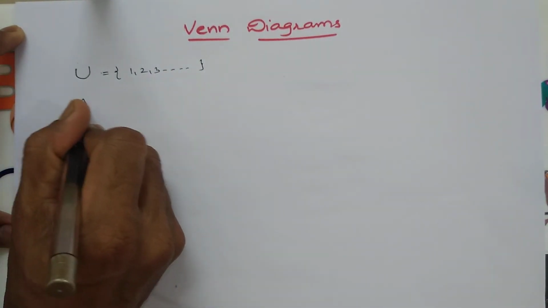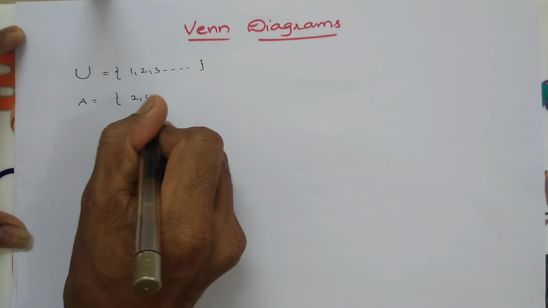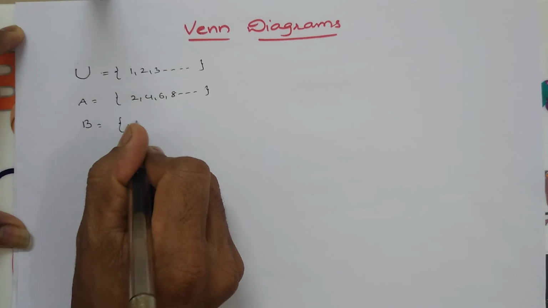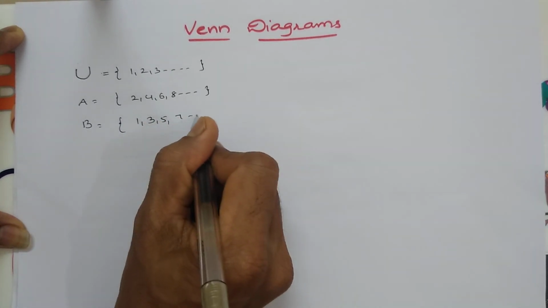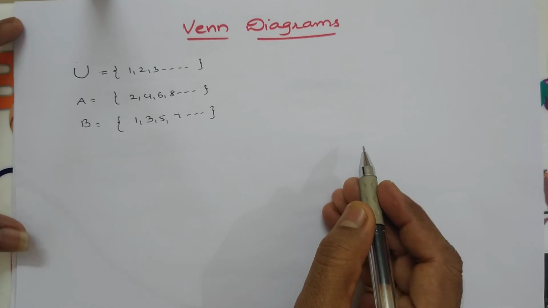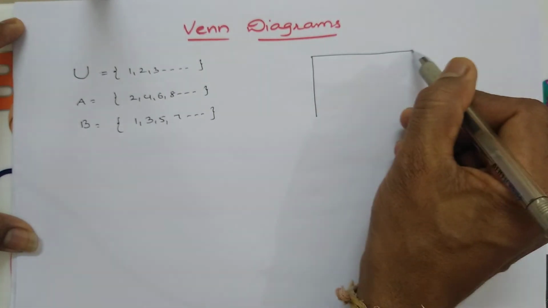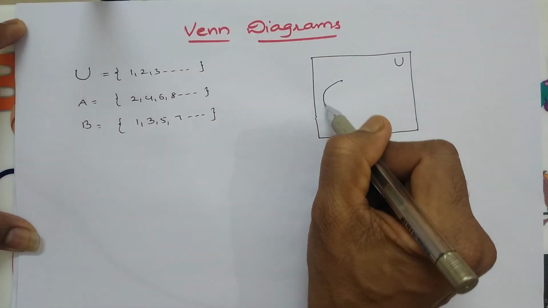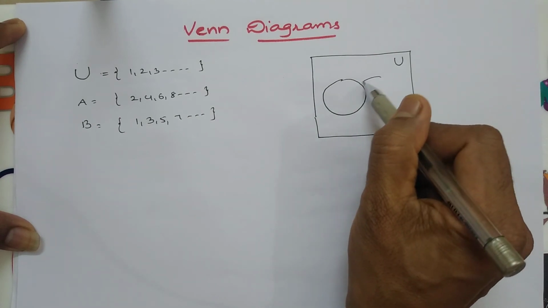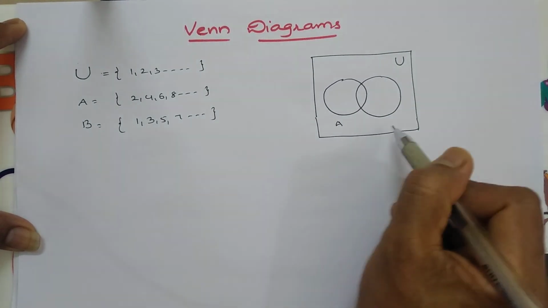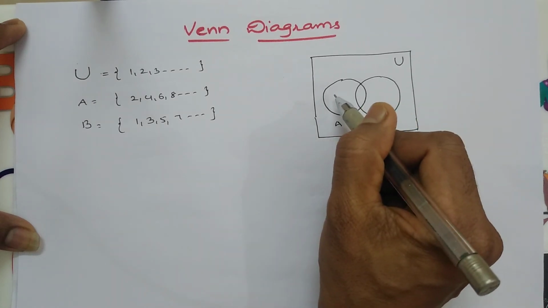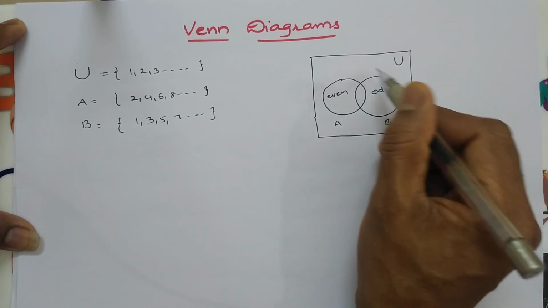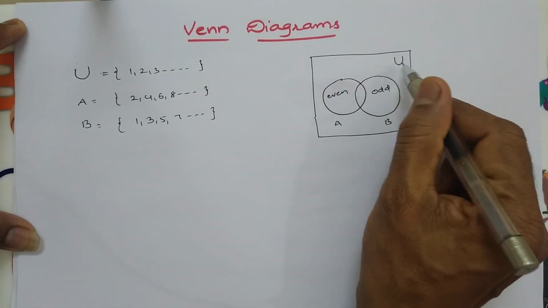Let us assume A will be all even numbers, and B will be all odd numbers. Okay, so when you draw the diagram, see here, this is U, the universal set. I am taking A and I am taking B. Here A is nothing but all even numbers, here all odd numbers. So all of this belongs to one set only, that is called the universal set.